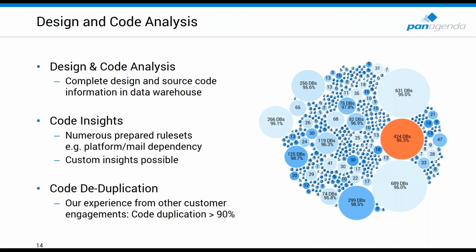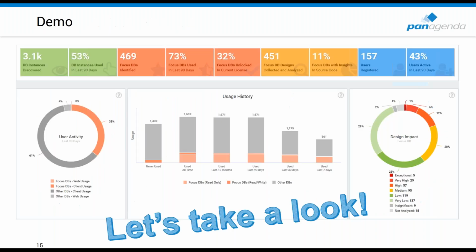Actually, I'm going to keep this short and spend a little bit more time in the product. Design and code analysis is a very important thing. As I said, we do code insights. Those are the patterns where we look for source code and combinations of source code patterns in the code. Code deduplication is also part of this, because we have found over time that when we analyze a customer environment and look at the individual code blocks in a database, there's over 90% code duplication, and that will lead to exactly what I'm going to show you.